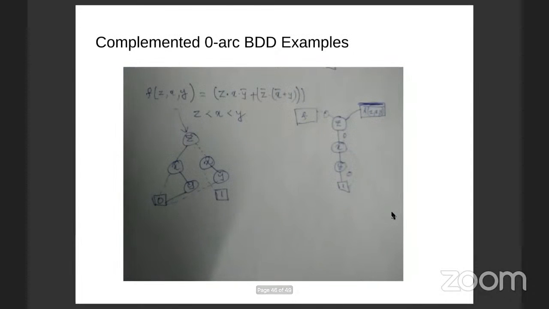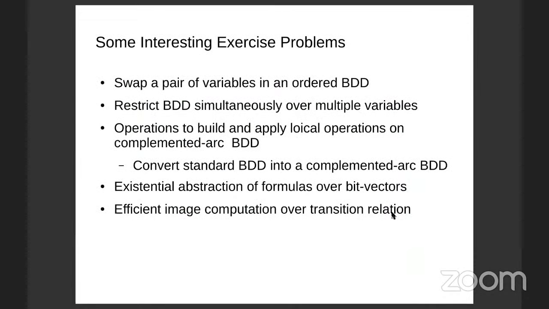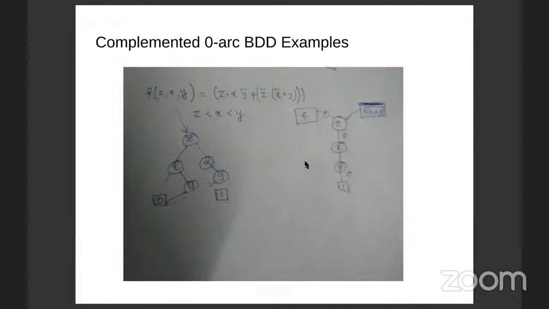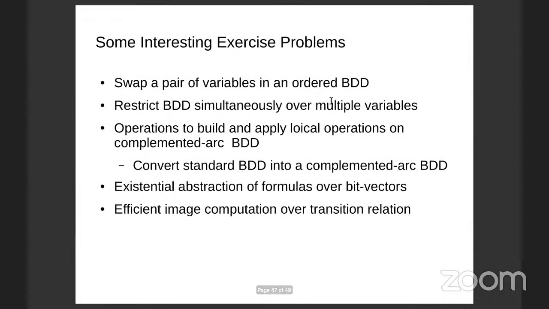Here are more examples that I've seen. Some interesting exercises I might put on the written assignment: how do you convert a standard BDD to a complemented arc BDD, and how do you do all the operations on complemented arc BDDs? This is a bit rushed, but if you start doing it by hand and try a few examples, you will get the hang of it. At a later time, maybe we can discuss some of these interesting problems.